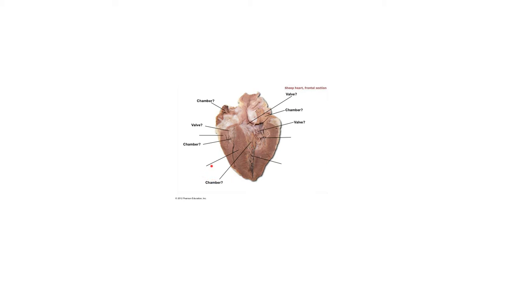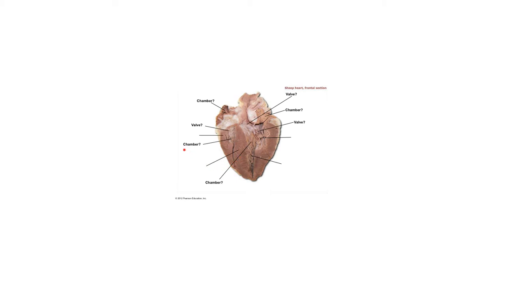All right, we go to the next line right here. This line is pointing to this wall. This wall separates the right ventricle from the left ventricle. This wall is called a septum. And since it is between the two ventricles, it is called the interventricular septum. That is this structure right here.